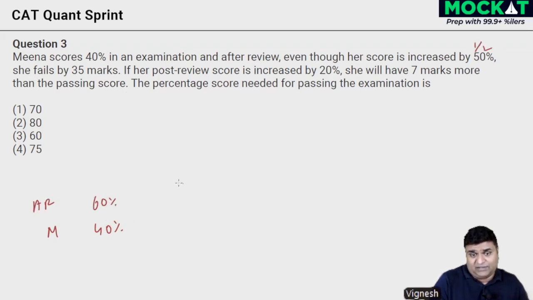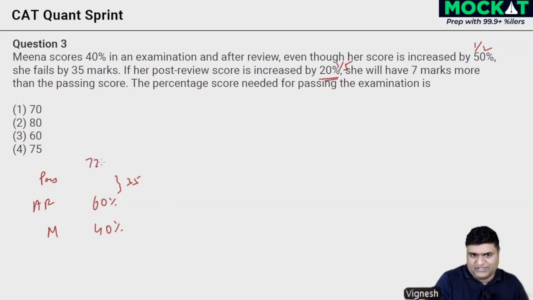She is failing by 35 marks, right? She's failing by 35 marks, okay? So let's say pass over here. We don't know what it is, but this is going to be 35 marks less, right? I'm using a top down, indicating that higher the marks you write at the top, lower in the bottom, right? I know the difference between pass and after review score of Meena is 35, right? Still failing by 35. If a post review score, right? And post review score, what is happening over here? It increased by 20%. 20% or 1/5 of 60. 20% over here is 1/5. You should know that. 1/5 of 60 is 12.